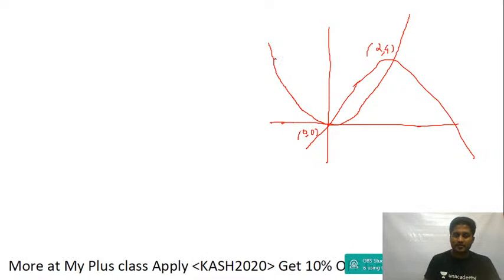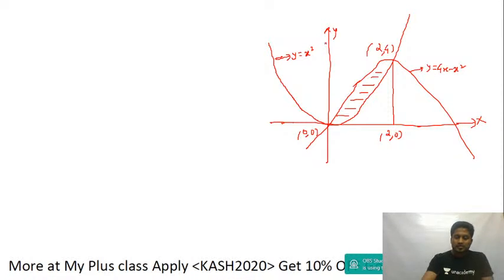This is an upward parabola, y equal to x square, and this is a downward parabola, y is equal to 4x minus x square. I am supposed to find the area bounded between them. When you drop the perpendicular, this is 2 comma 0. So this is x, this is y. Now let us find the area.